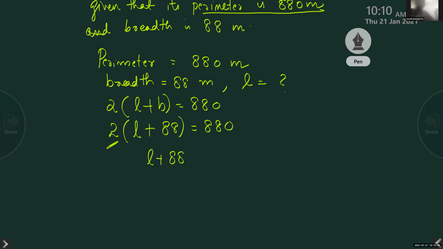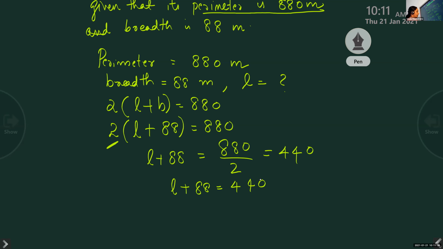What is the reverse operation? 2 into, when it comes to this side, what is the reverse operation here? Divided by. That means this 880 divided by 2. So 2 we have to shift to the right side. That is the reverse operation. So 2 into will come as 880 divided by 2. What is 880 divided by 2? 440. Yes. So L plus 88 equal to 440.